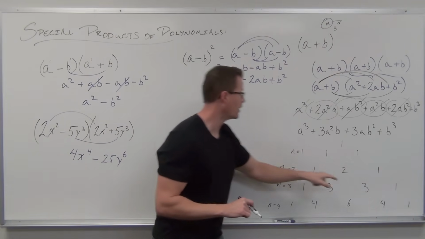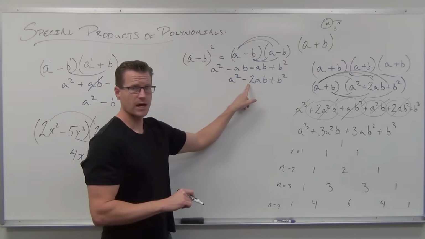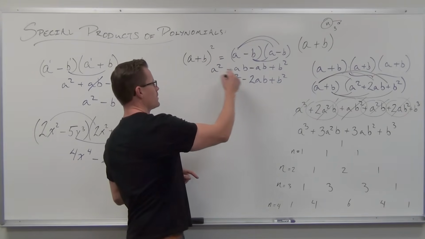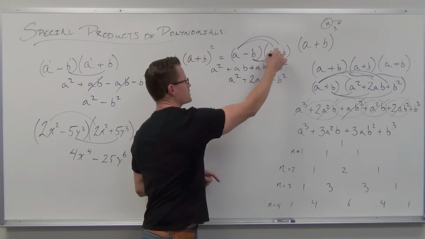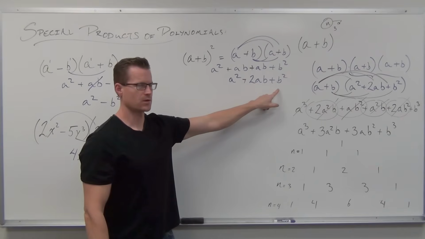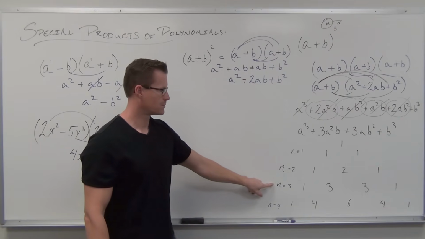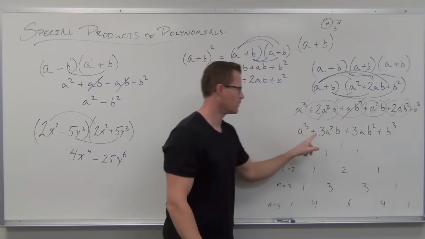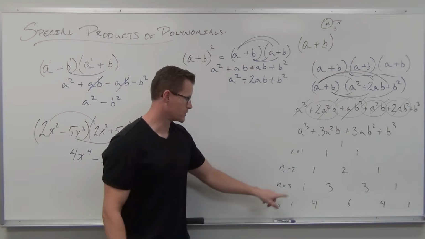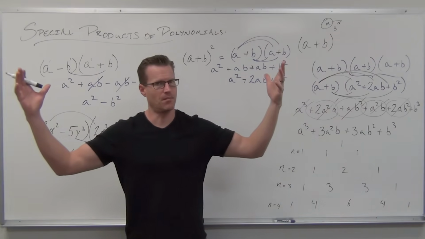1, 2, and 1. Wait, what? Different sign, yeah. But if I change it to a plus and change it back to what I had, 1, 2, and 1. Does it always work? Let's go to 3. This says you're going to have 4 terms. Here's your coefficients. 1, 3, 3, 1. That's like a mic drop moment.